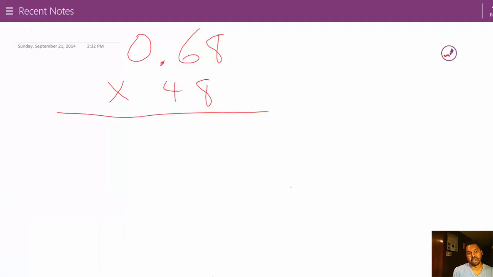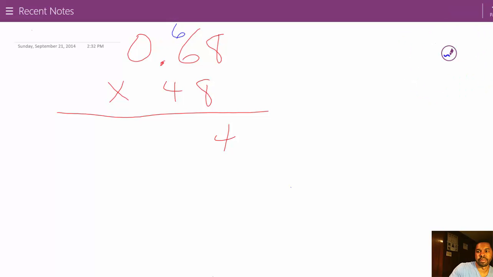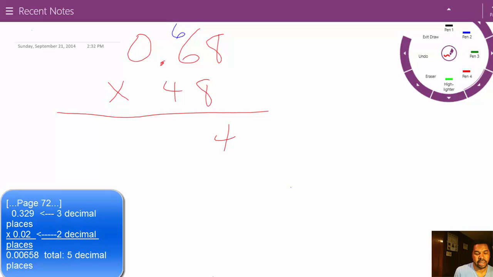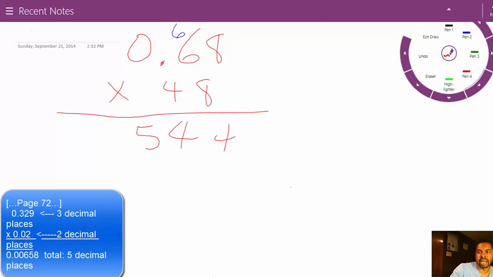As we saw in the previous lesson, you would multiply 8 by 8 and we would get 64. Put down the 4, and we are carrying 6. Then we do 8 times 6. We know that's going to be 48, and 48 and 6 is 54. So we're going to have 54.